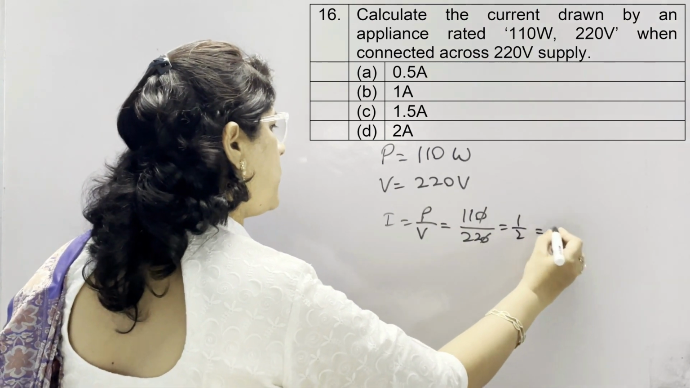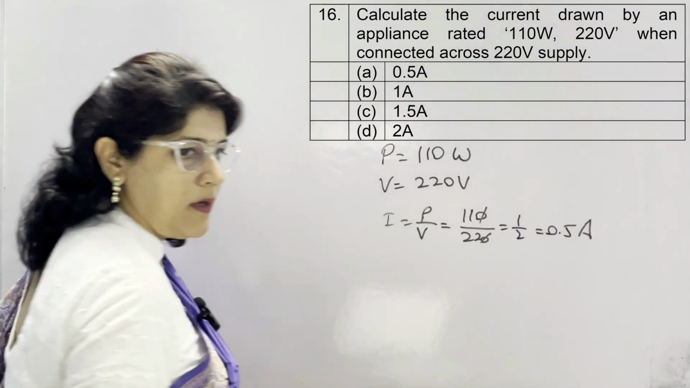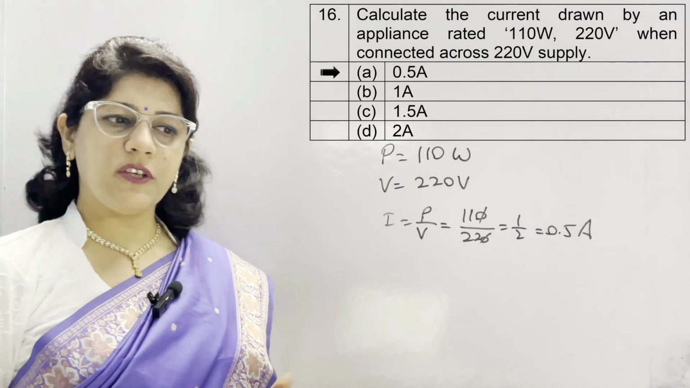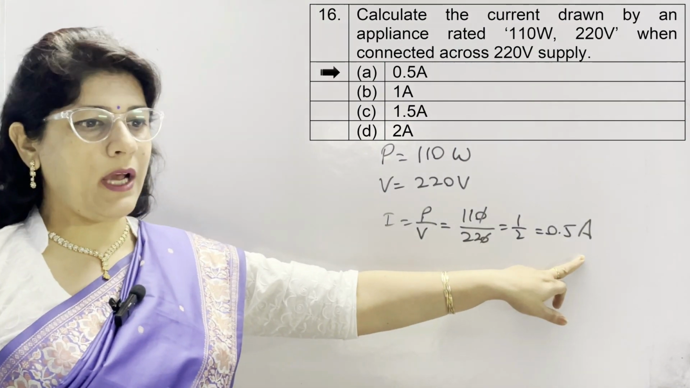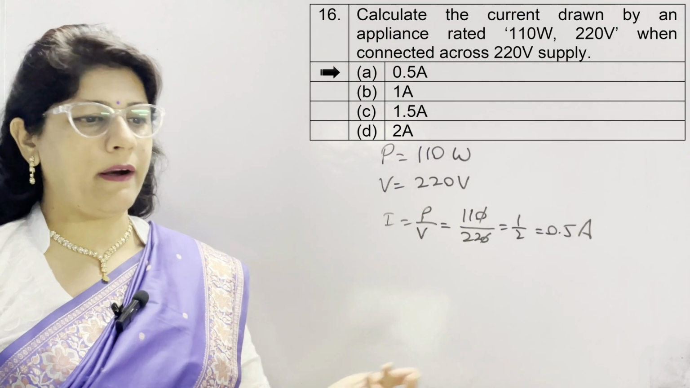It means 1 upon 2. It means 0.5 ampere is the current drawn. A option is 0.5 ampere, which is our correct one. Other is 1 ampere, 1.5 and 2 are incorrect.